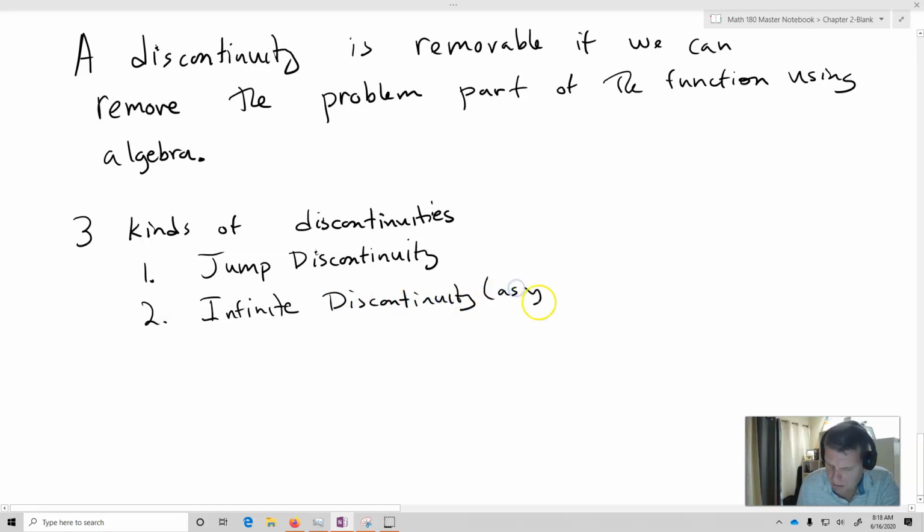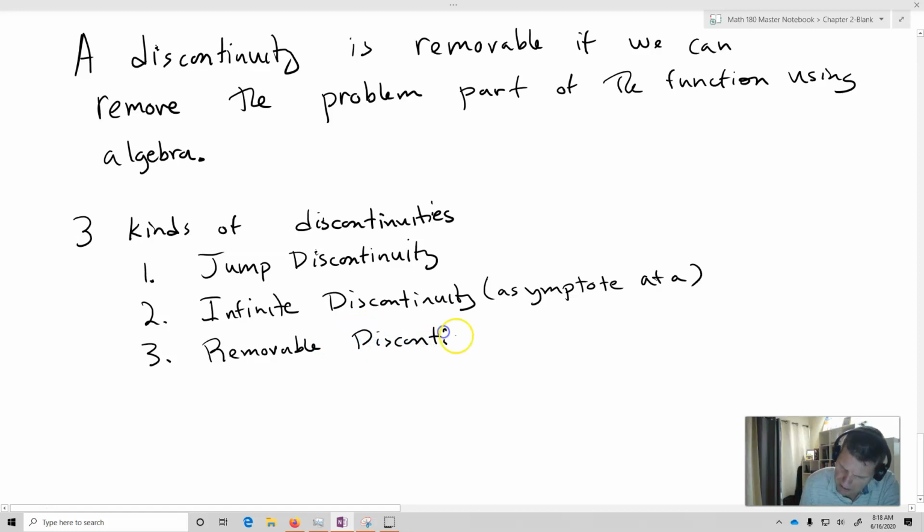There's an asymptote at A. And the third one is the removable discontinuity, which I can actually repair by creating a piecewise function. So we call that a repairable one. That's what I'm going to call it. That's not necessarily what they call it. It's just removable. Okay? So those are our three kinds of discontinuities.